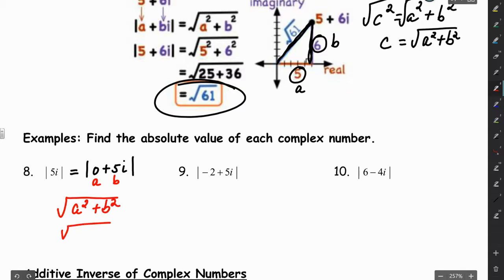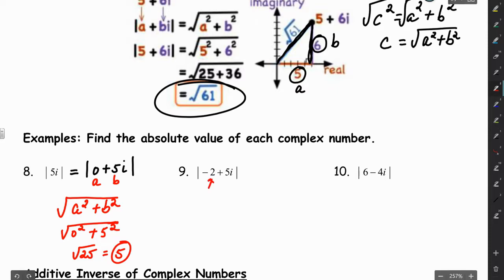In this case, it's going to be 0 squared plus 5 squared. Now remember, don't include the i. When we talk about distance, we're just going to use the numeric part of the imaginary number. We don't want to include i. We end up with the square root of 25. That gives us 5. So the answer to number 8 is 5. At this point, I would pause the video and try to do 9 and 10 on your own, and then come back when you're ready.